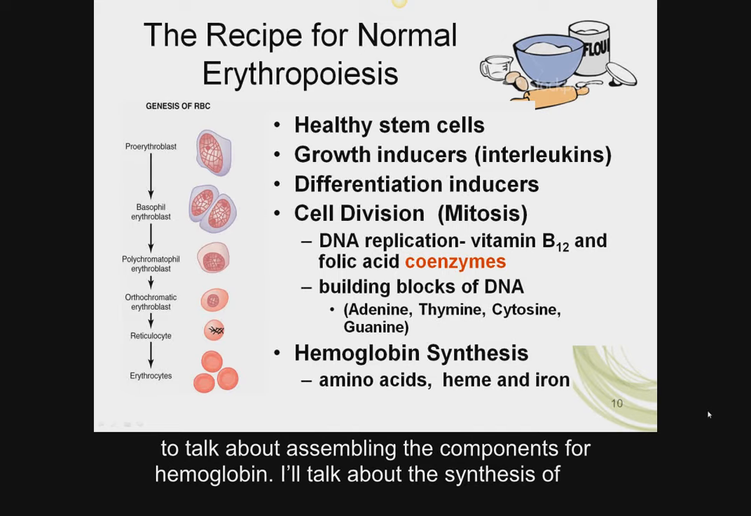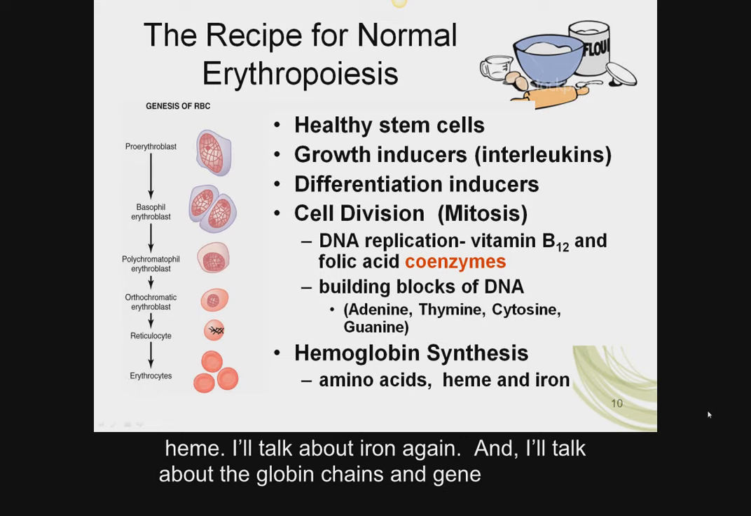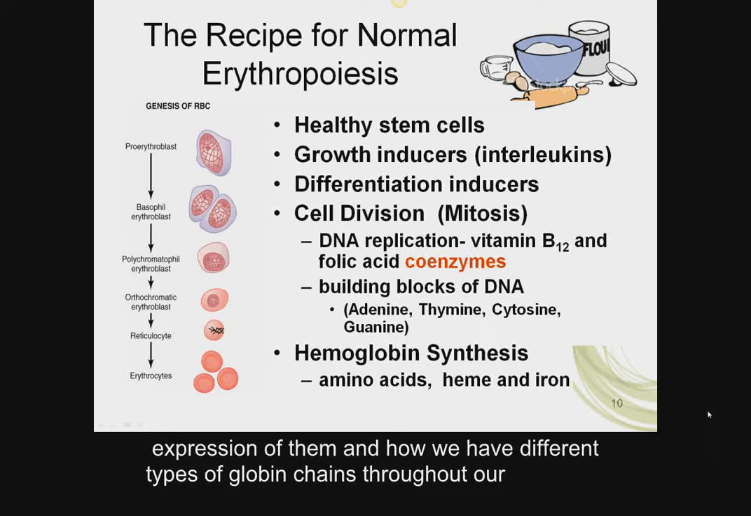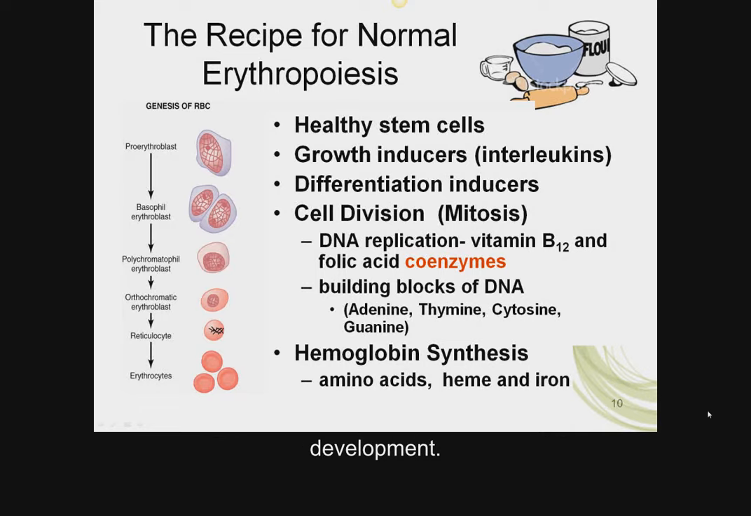Obviously, if erythropoiesis is to occur properly, there needs to be good hemoglobin synthesis. I'm going to talk about assembling the components for hemoglobin. I'll talk about the synthesis of heme, and I'll talk about iron again. I'll also talk about the globin chains and their gene expression, and how we have different types of globin chains throughout our development.